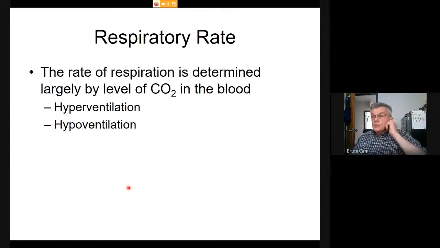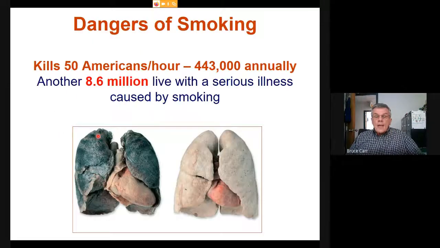The rate of respiration is controlled by CO2 in the blood more profoundly than oxygen. It is possible to hyperventilate if you breathe deeply and rapidly for a long time. You do get a little dizzy. Hypoventilation can produce a kind of a sense of lightheadedness or even fainting from underventilation. And these controls that we just discussed will maintain that balance.